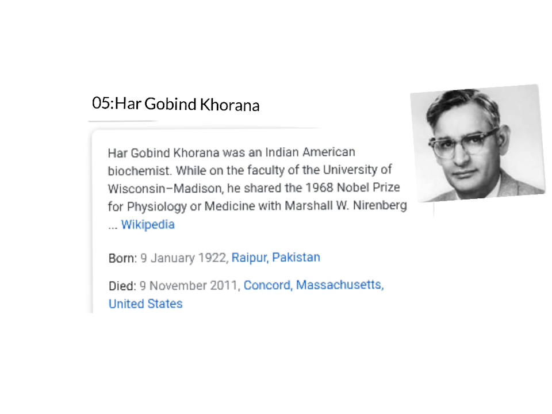Okay, fifth one is Har Gobind Khorana. Har Gobind Khorana was an Indian American biochemist. While on the faculty of the University of Wisconsin Madison, he shared the 1968 Nobel Prize for Physiology or Medicine with Marshall V. Nirenberg. Har Gobind Khorana was born 9 January 1922, Raipur, Pakistan, and died 9 November 2011, Concord in United States. And this is the picture of Har Gobind Khorana.